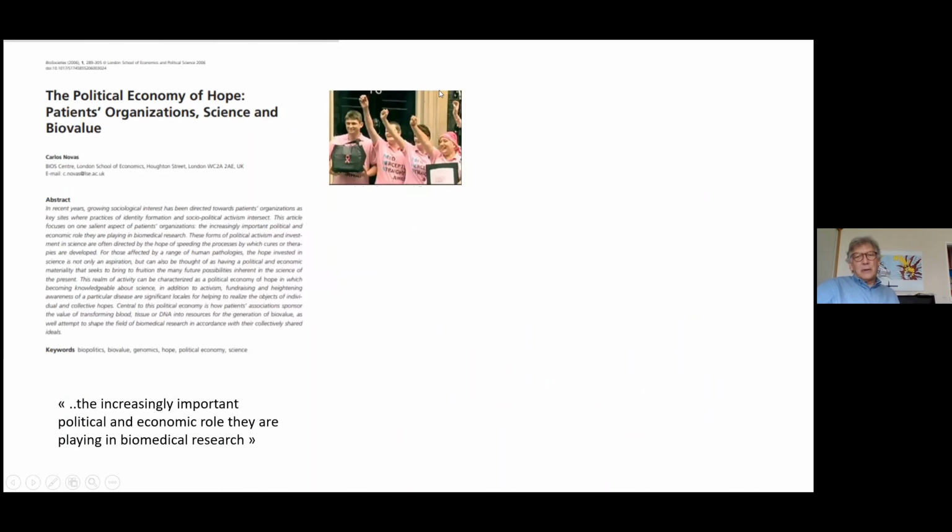So how did this come about that they're lobbying like this? Well, of course, if you've got cancer, and this looks like somebody who's wearing a hat here to hide the fact that she'd had chemotherapy, which she's lost all of her hair, she's obviously, and her family are hoping that something will be done about their advanced cancers. And in this nice article from the London School of Economics by Carlos Novas, he writes about the increasingly important political and economic role that patients are playing in biomedical research. So I told you that they managed to reverse the decision of the National Institute of Clinical Excellence, NICE.